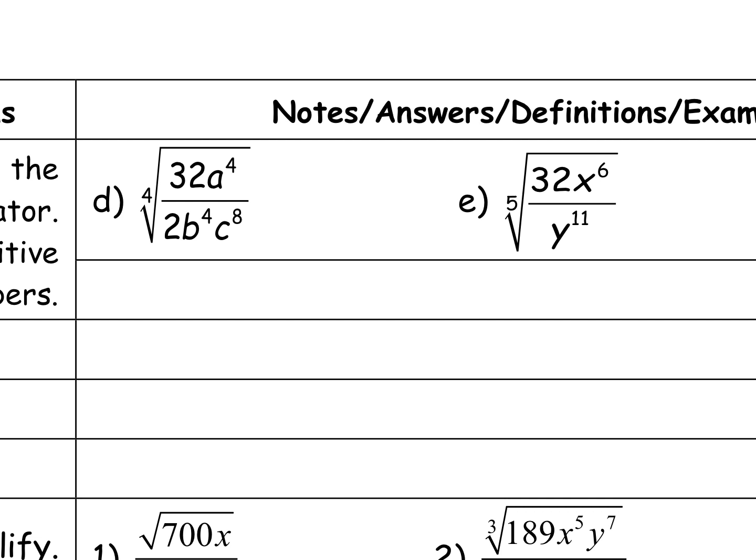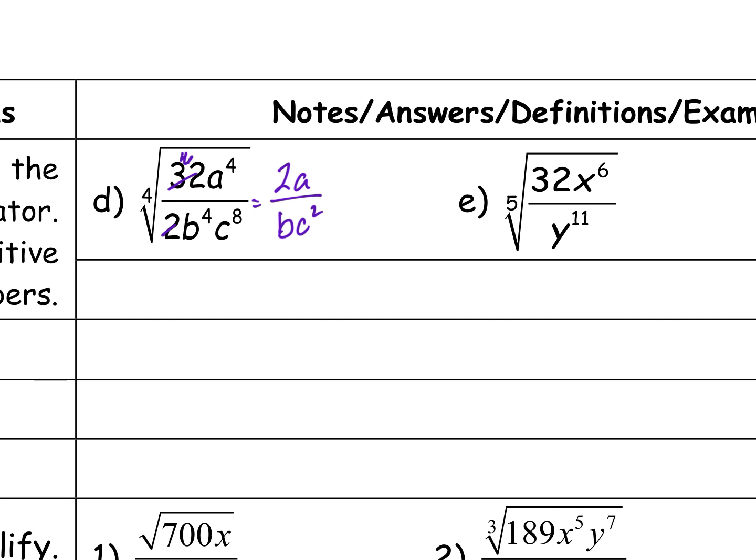So I'm just going to say 2 goes into 32. I'm going to simplify this first. 16. That's beautiful. So the fourth root of 16 is 2a over bc squared. Is that right? That's right. That was easy.